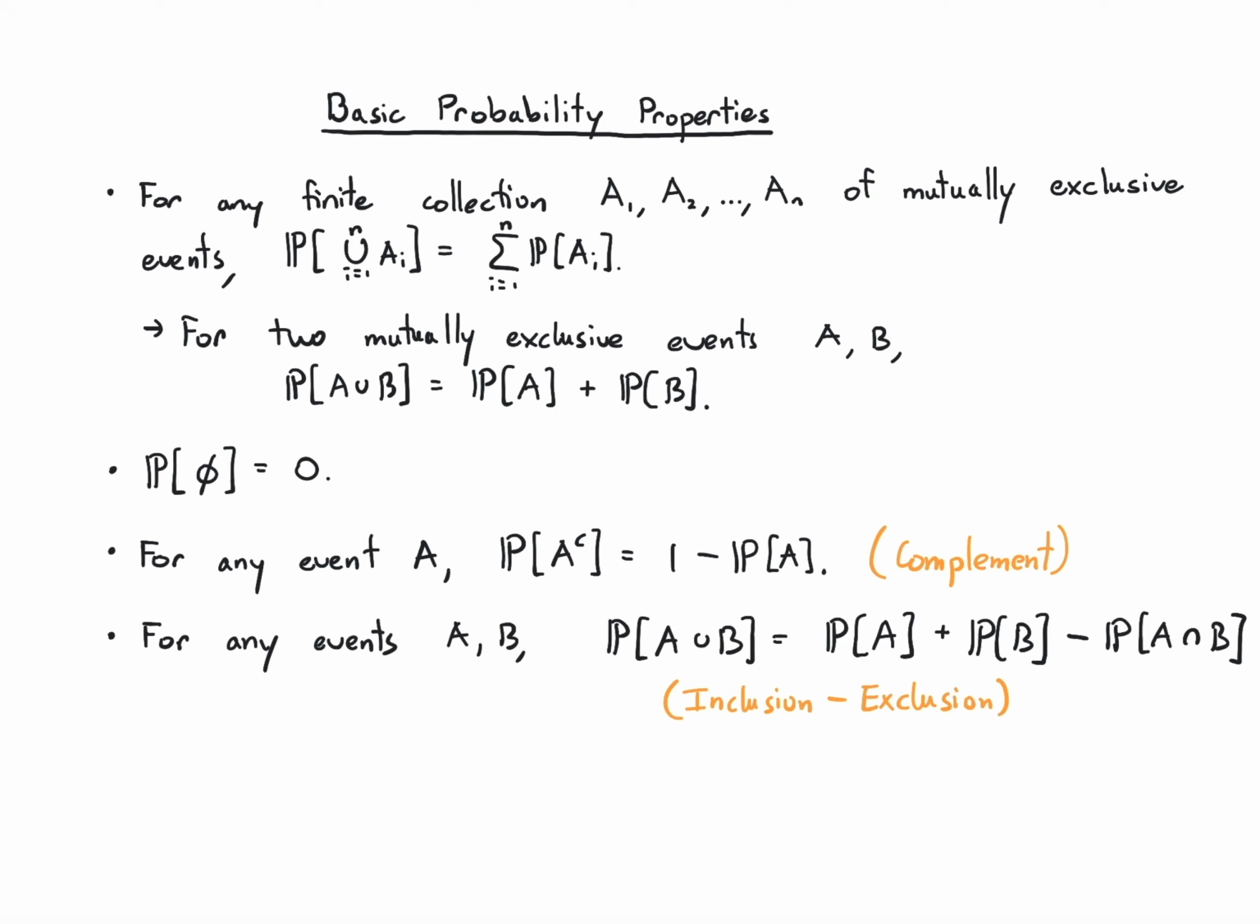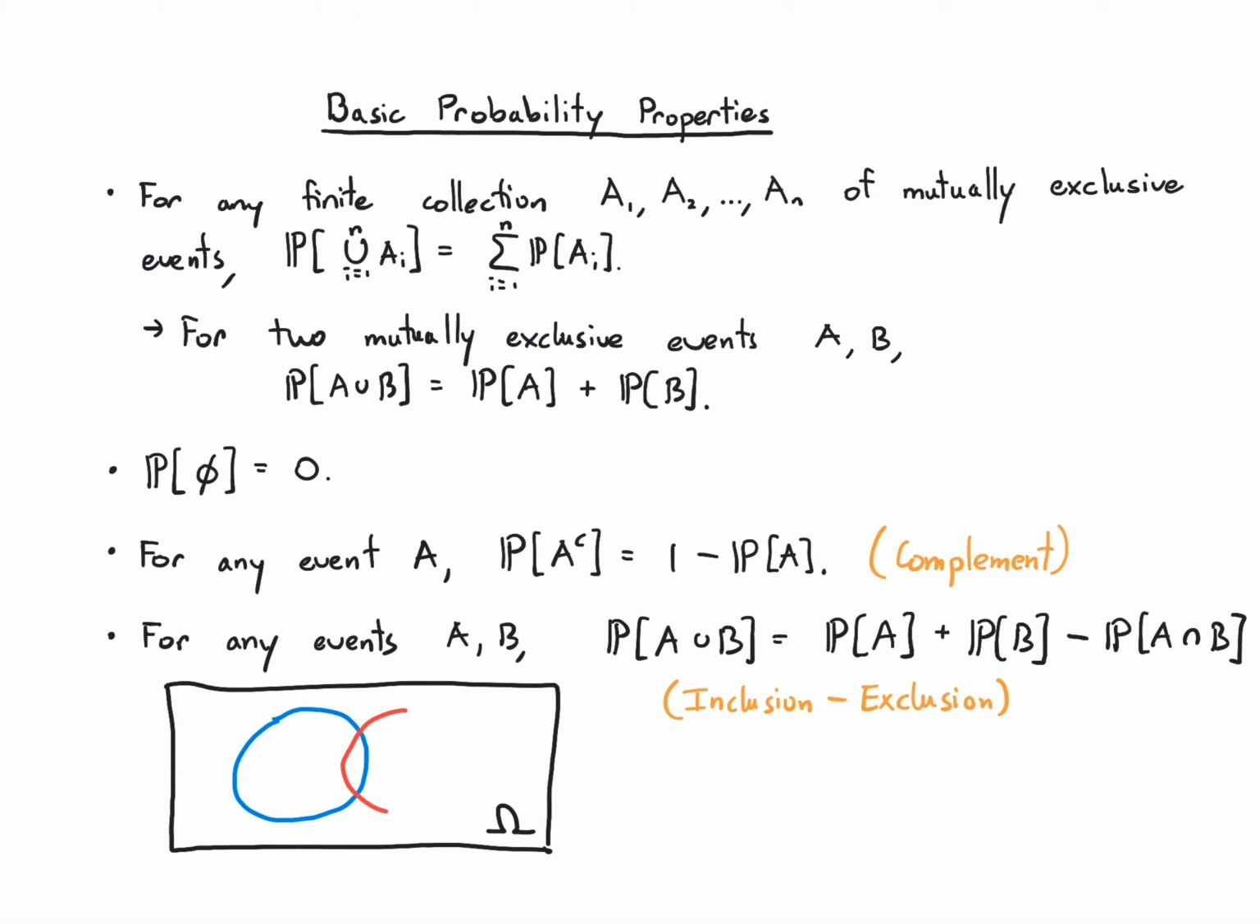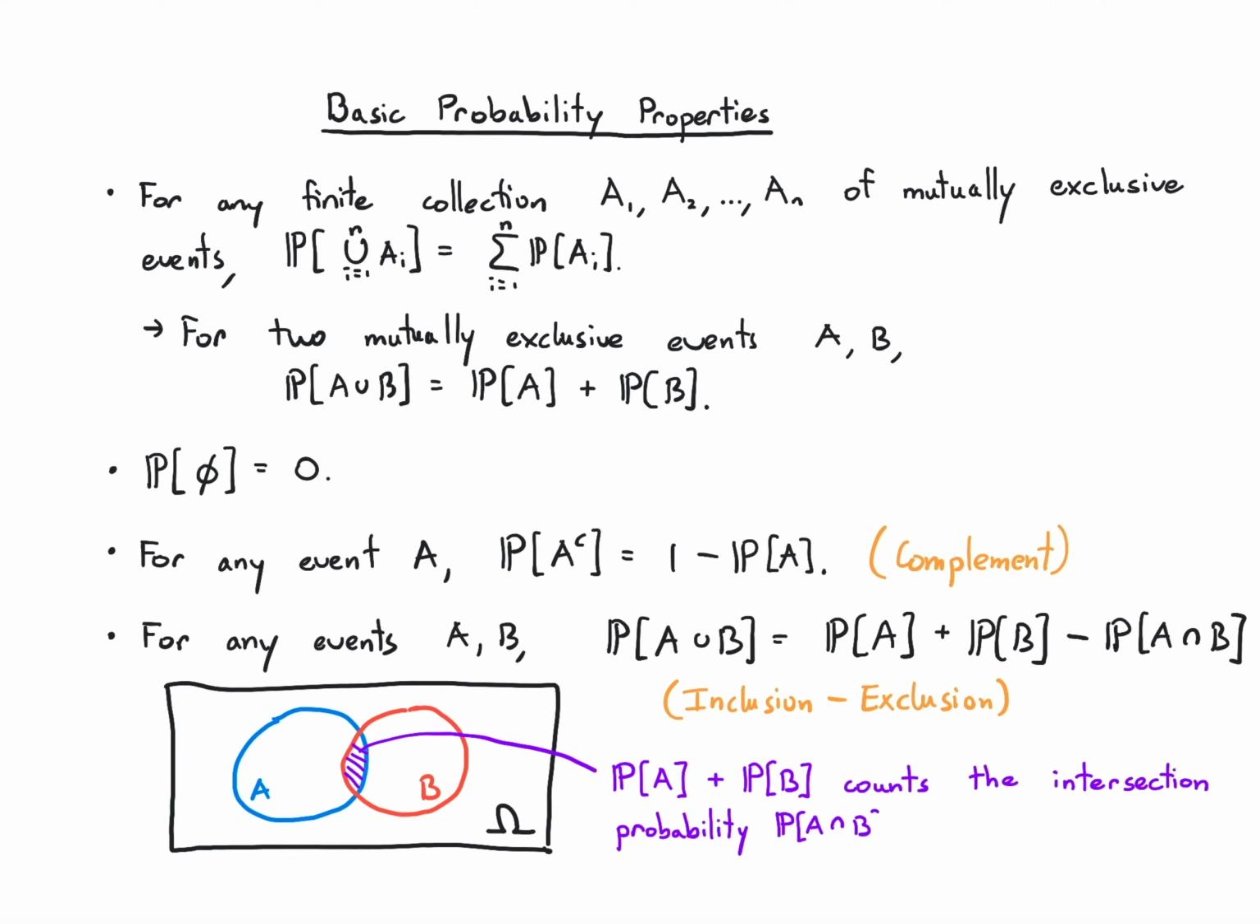Why do I need to do this? Why subtract the probability of the intersection? Why can't I just add things like I was doing above for mutually exclusive events? Well, let's look at a picture. Here's a sample space. Here's A. Here's B. And they overlap. The problem is, when I add up the probability of A plus the probability of B, I count the intersection of A and B twice, which is bad. So I have to subtract one of those copies. And that's why I need the inclusion-exclusion property.